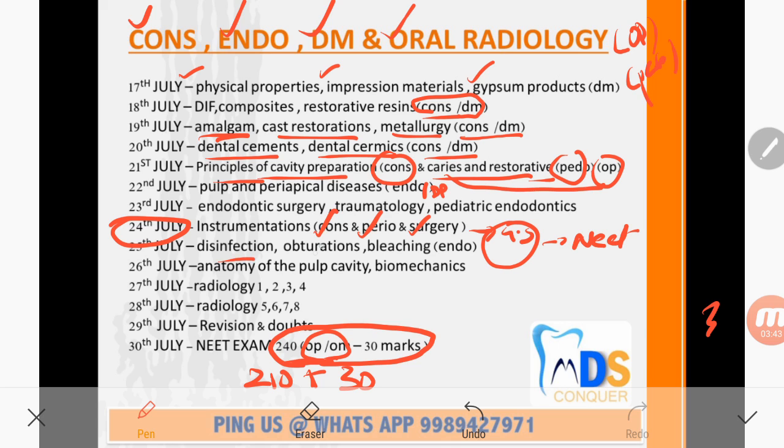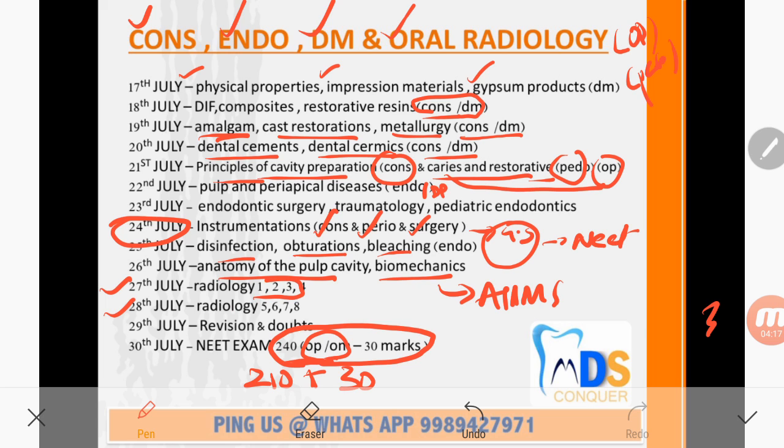Followed by that, you are going to cover disinfection, obturation and bleaching, that is the endo part, anatomy of the pulp chamber and biomechanics. That is very important for AIIMS in particular, because of the rotary systems, generations of rotary files, cross sections of rotary files, and all this rotary related stuff. The AIIMS people are very much concerned with it and are giving many questions. On the 27th and 28th we are going to cover radiology, which was covered recently, so we are going to have a quick recap. We will go in detail for people who are having it the first time, so you can prepare it well.